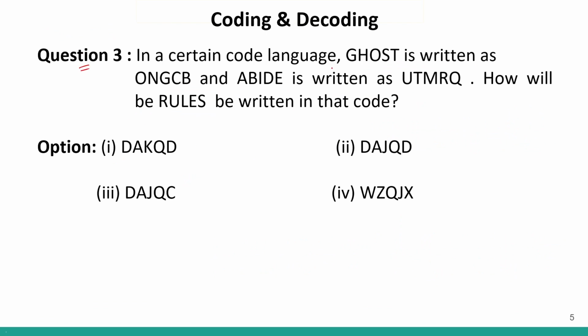Question number 3, certain code language, GHOST is written like this, ABIDE is written like this. We have to find the code for RULES. Okay, so now if I see GHOST, G-H-O-S-T is written as O-N-G-C-B. So for G, the code is how much? Forward ranks, okay? Forward ranks for G is 7, H is 8, O is 15, S is 19, and for T it is 20. B is 2, C is 3, G is 7, N is 14, and O is 15.